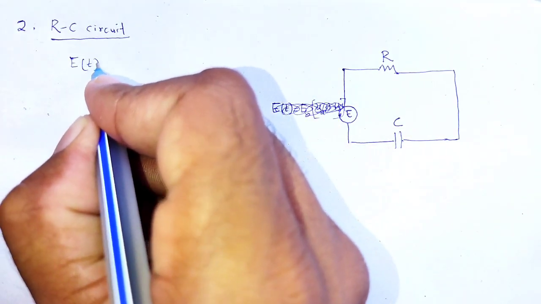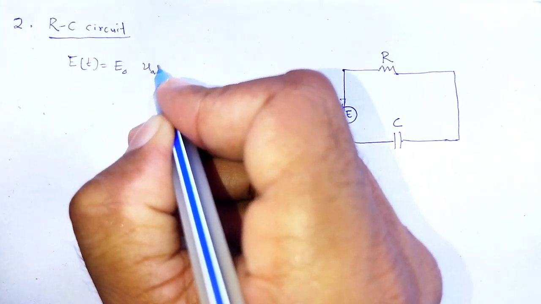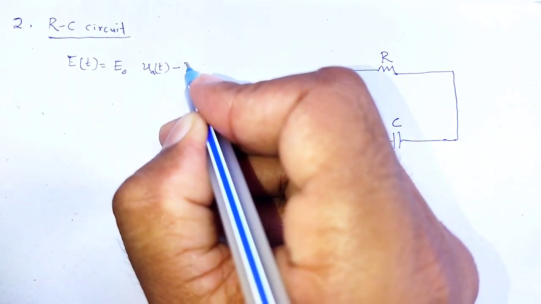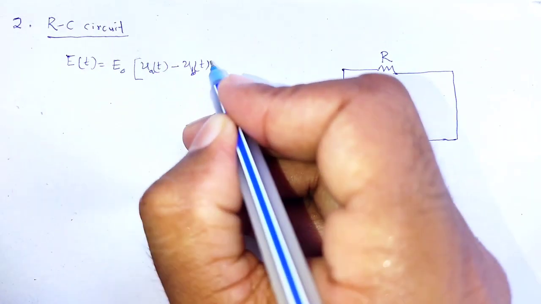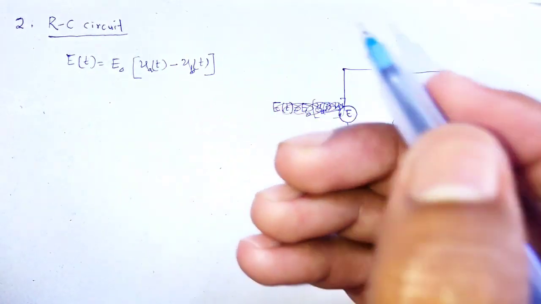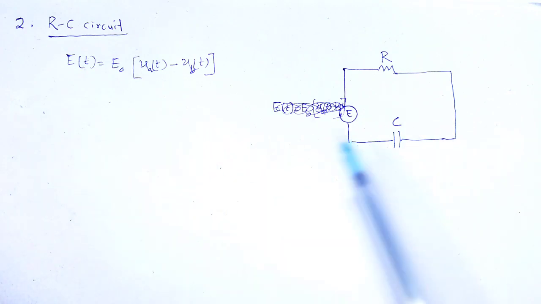E of t is E naught u_a at t minus u_b at t. u_a at t and u_b at t are the unit step functions. This is the notation to write unit step function.